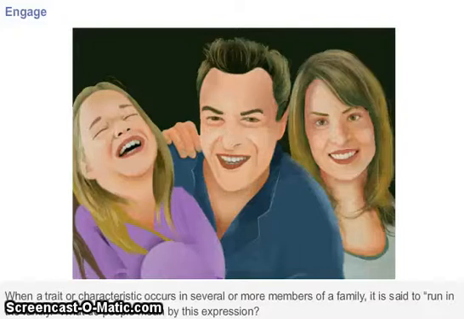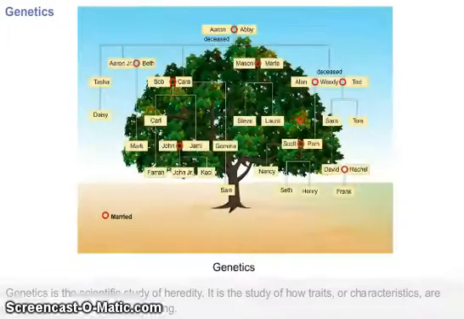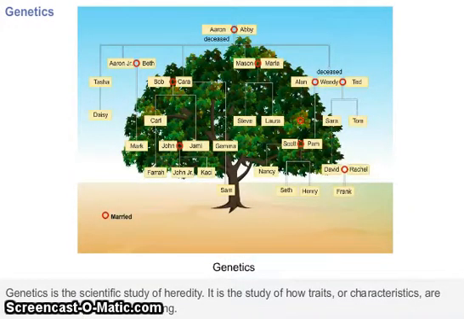When a trait or characteristic occurs in several or more members of a family, it is said to run in the family. What do people mean by this expression? Genetics is the scientific study of heredity. It is the study of how traits or characteristics are passed on from parents to offspring.